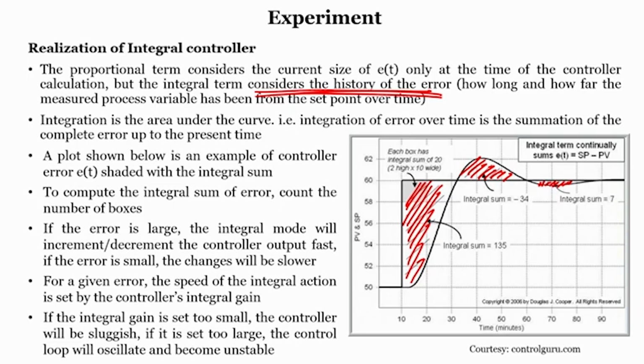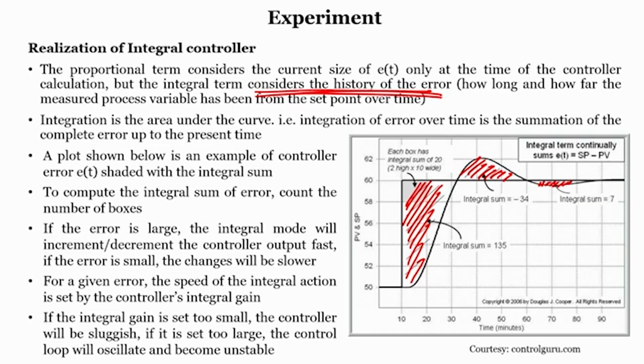So, a plot which is right over here, and we are acknowledging controlguru.com because we have taken the plot from that particular website. The plot shown is an example of a controller error e(t) shaded with the integral sum. Now, the idea of our whole NPTEL platform is to help students for teaching, and that is why we get the best of the images from possible sources, so that it is used only for teaching purposes.